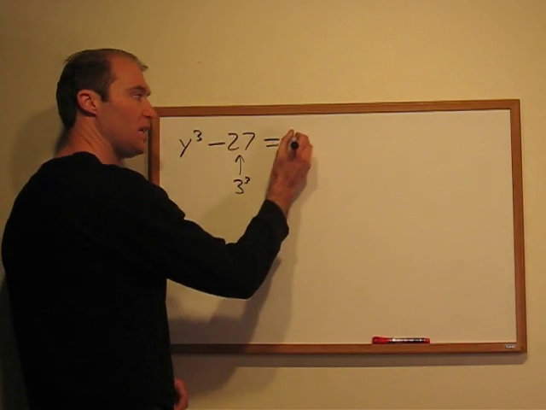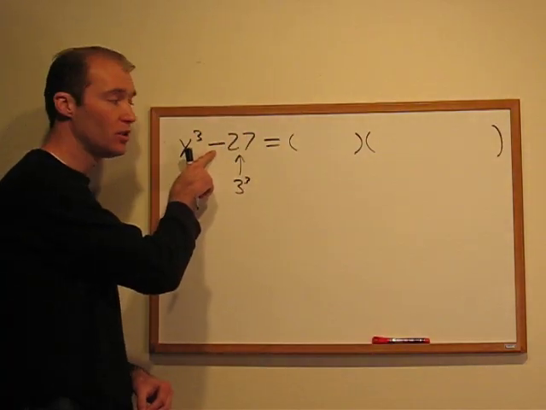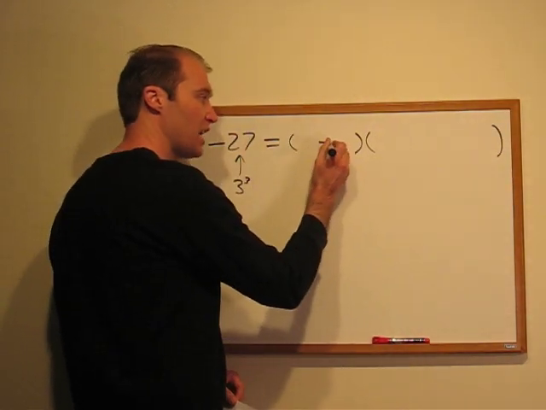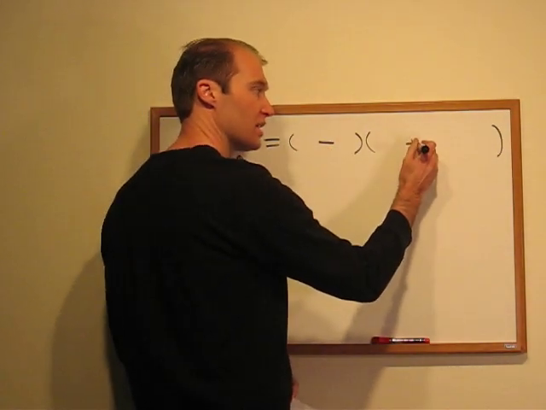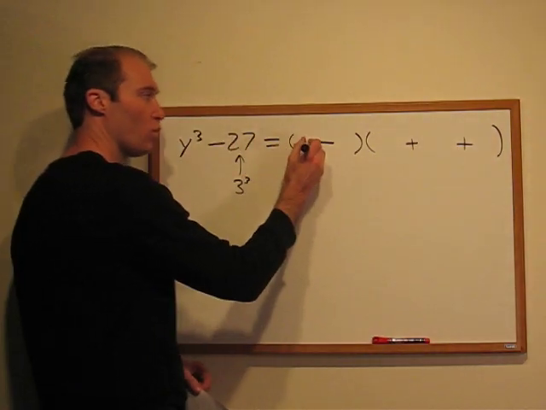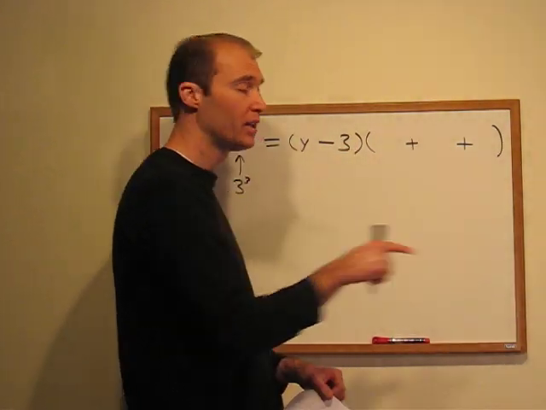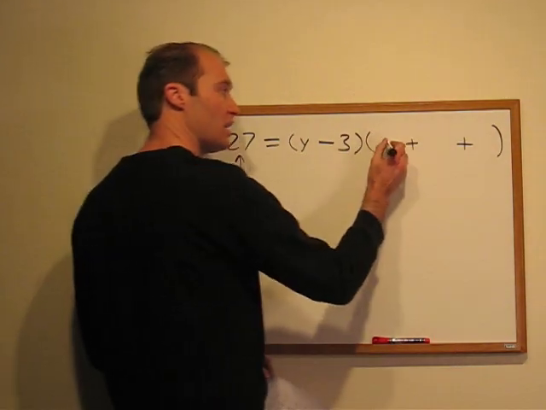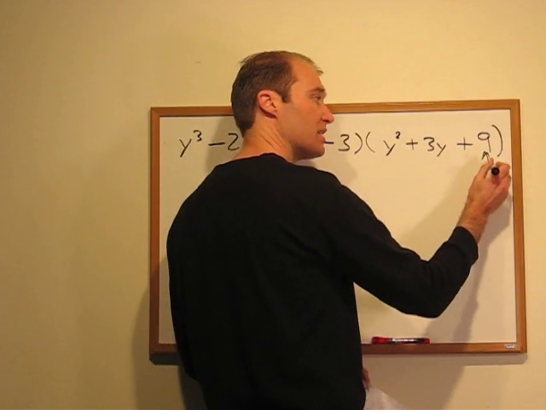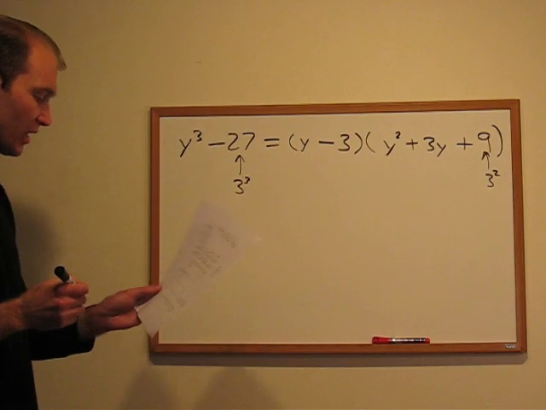I know that this is going to be a binomial times a trinomial. Whether it's the sum or difference of cubes, it's always a binomial times a trinomial. Also, I know that these are always the same sign. These are going to be opposite, and this is always positive. So what I'm going to have here is y minus 3, and then descending powers of y and ascending powers of 3. So this is going to be y squared plus 3y plus 9, because 9 happens to be 3 squared. All right, let's do two more.